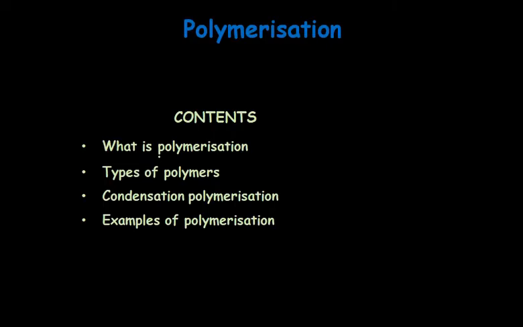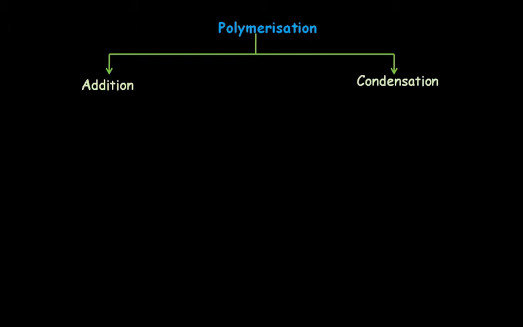In this video, we will learn about what is polymerization, what are the types of polymers, condensation polymerization is discussed in detail, and then we will also learn about the examples of condensation polymerization. So let's first start by looking at the types of polymerization. The two types of polymerization here are the addition polymerization and condensation polymerization.